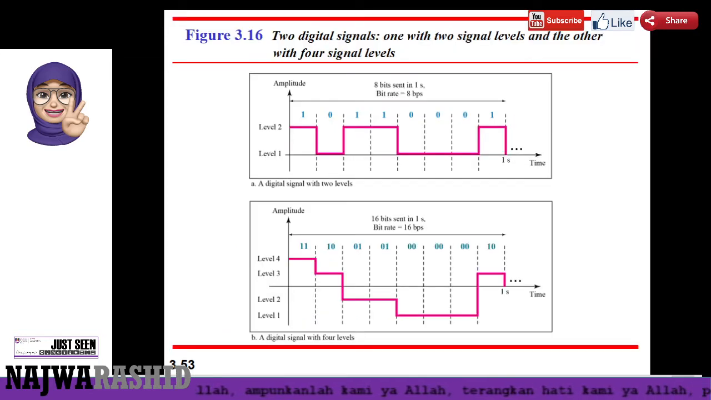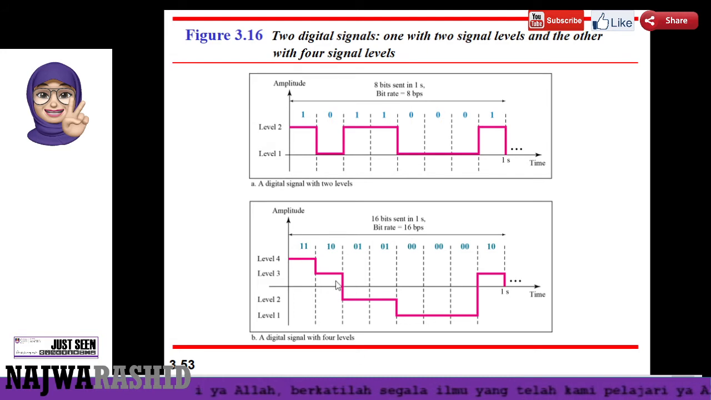These are two types of digital signal. In the first graph, we have a digital signal with two levels. This one is the first level and this one is the second level. At this point, it contains only one bit. This signal is shown over 1 second. In 1 second, it contains 1, 2, 3, 4, 5, 6, 7, 8, so 8 bits of data. That means in 1 second this signal sends 8 bits of data, so the bit rate is 8 bits per second.